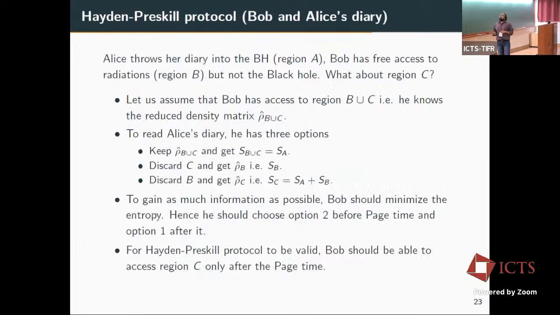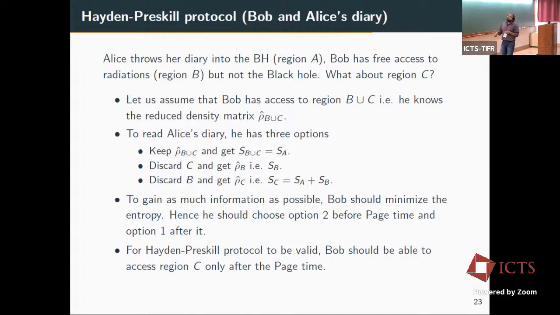Another way that we can see why we need to combine the confined sector with the radiations at late times is by seeing the Hayden-Preskill protocol for information recovery. Now we have the same story here. As always, there's Alice who has her diary. She wants to throw it into a black hole. There's Bob who does not know the meaning of privacy and wants to recover that information in the diary. And he has access to the radiation region, region B, but not the black hole.